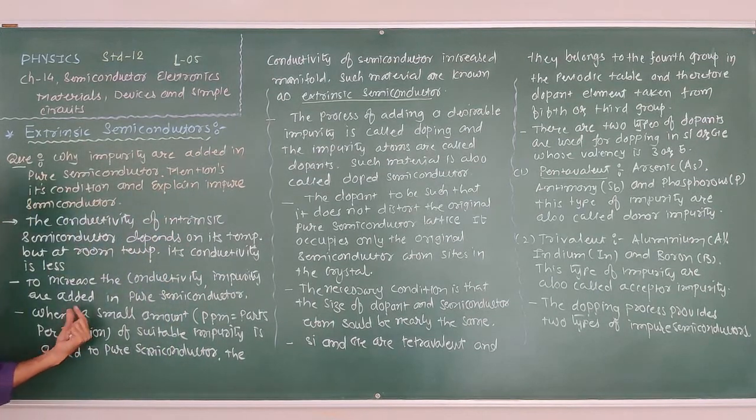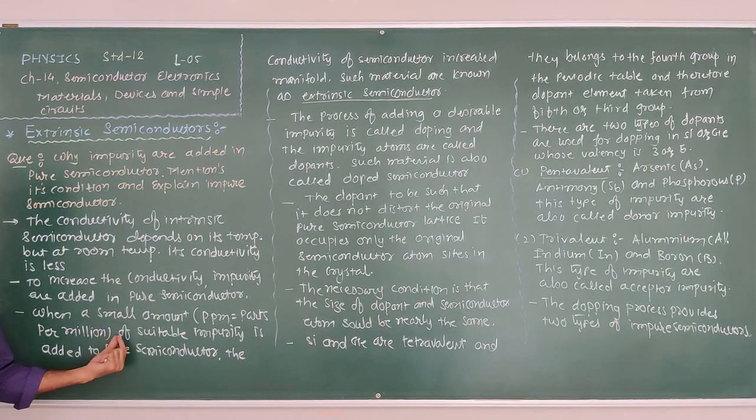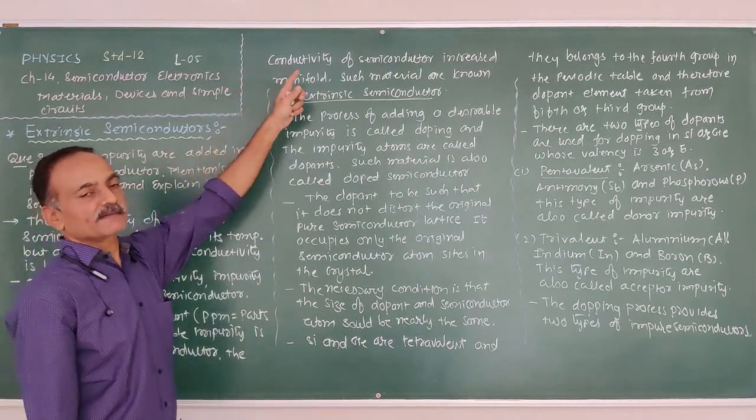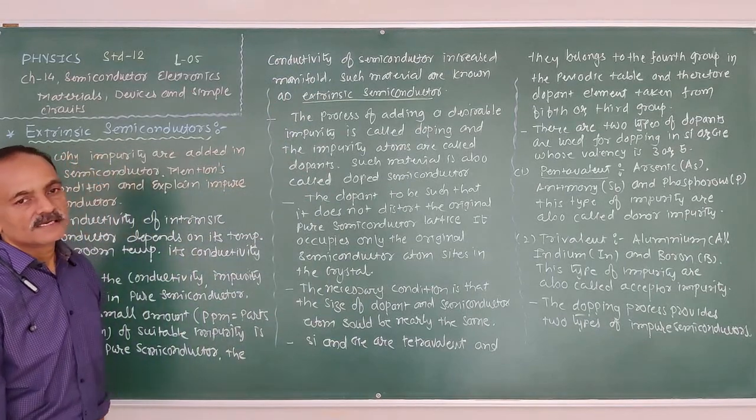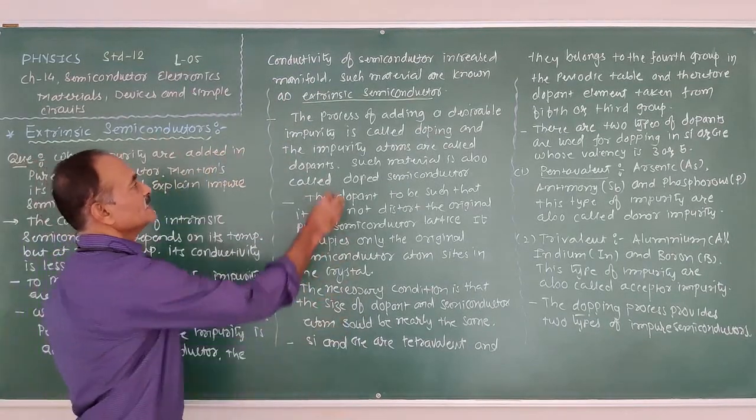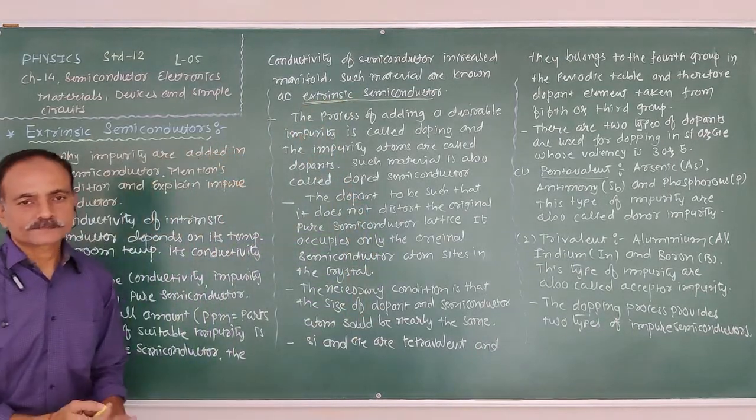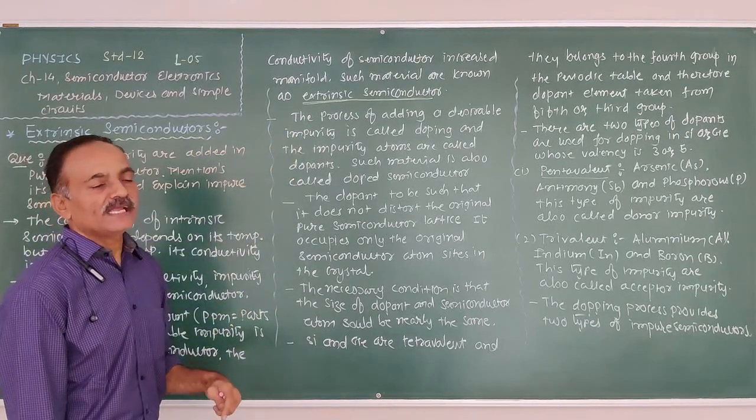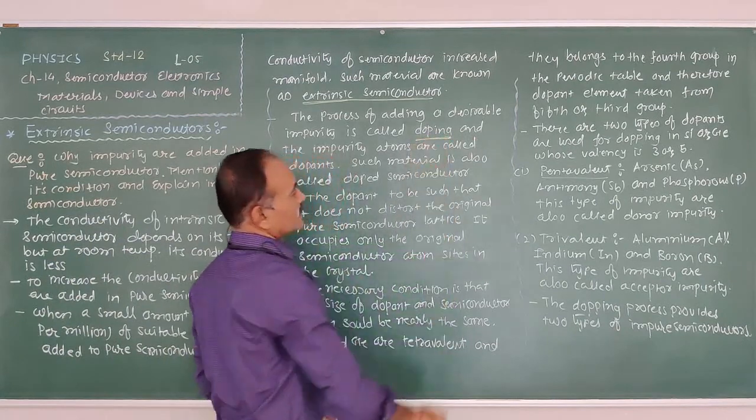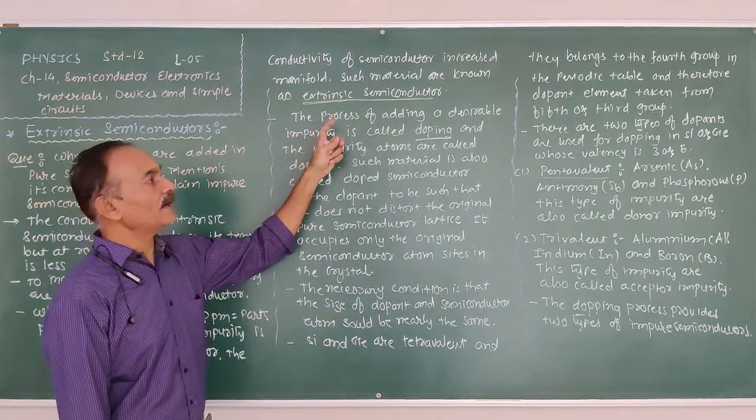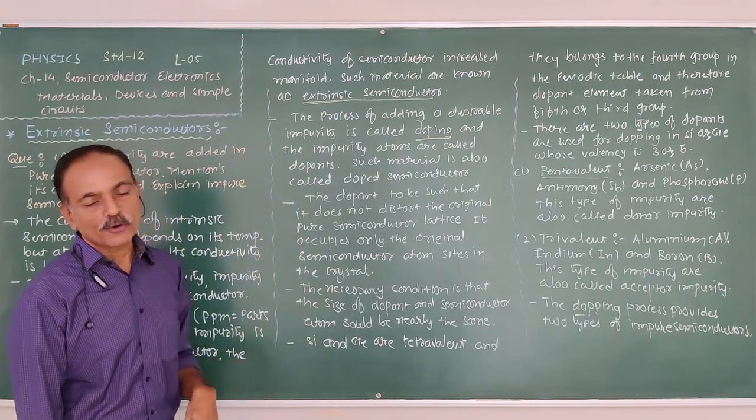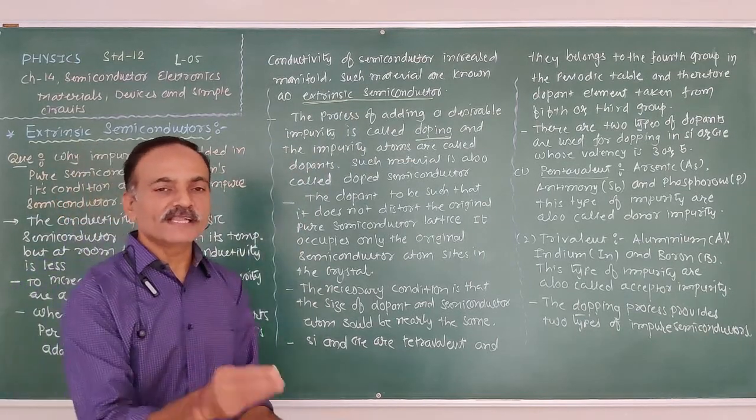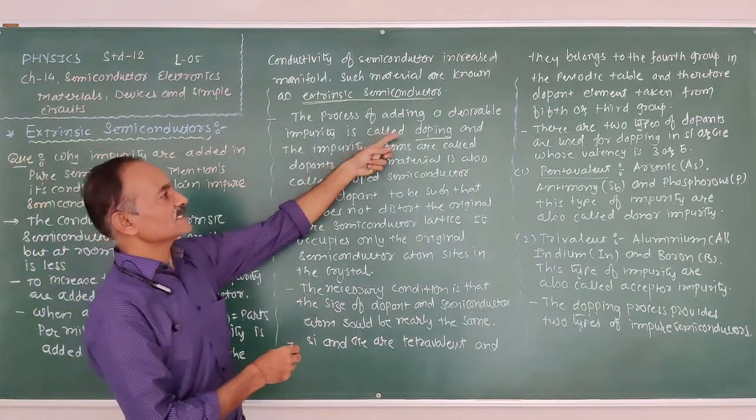Again, when a small amount, ppm, that means parts per million, of suitable impurity is added to a pure semiconductor, the conductivity of the semiconductor increases manifold. Such material is known as an extrinsic semiconductor. Now, the process of adding a desirable impurity is known as doping. As we add the impurity to a pure semiconductor, the adding process is known as doping.